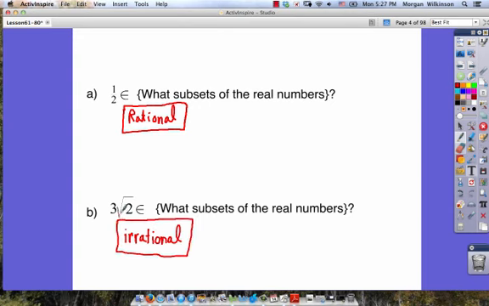Any square root or any root that does not give you a whole number answer or an integer answer will always be an example of an irrational number. So let's say we had the square root of 7. Well, it's not a perfect square because it doesn't give us a whole number. So this must be another example of an irrational number.